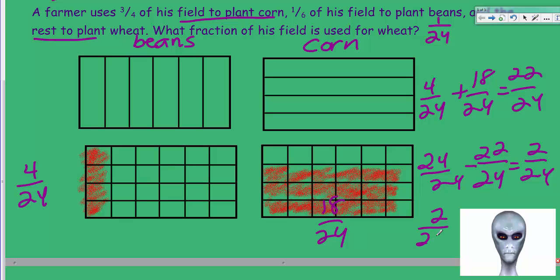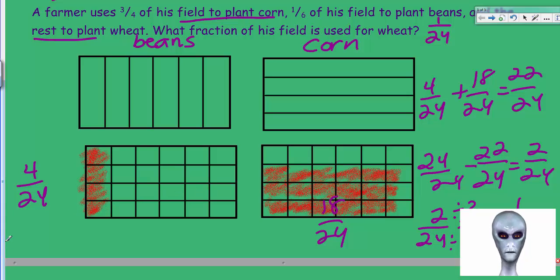Now 2 over 24 can also be shown as a reduced fraction. As you can see, we always look for the common factor that they both have. 2 has 1 and 2, and 24 has, well, quite a few: 1, 2, 3, 4, 6, 8, 12, and 24. There are a lot of factors. Factors, when you multiply them together, will give you this number, or product. So here I can divide out a 2 on the top and a 2 on the bottom, and that'll give me a more reduced fraction, which is going to equal 1 over 12. Okay, so that means 1/12. So the farmer uses 1/12 of his land to plant wheat.